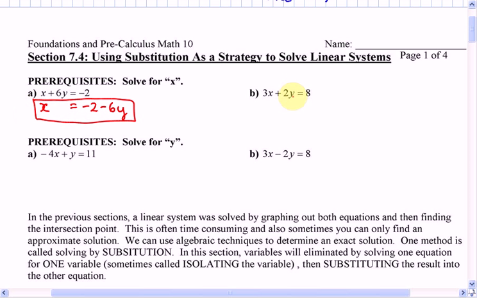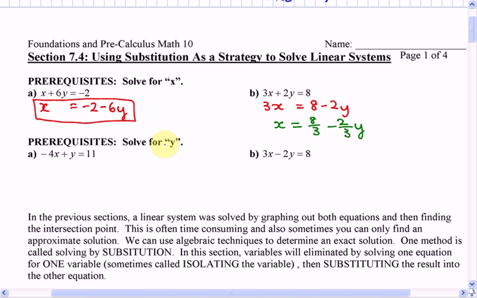For part B, however, you got 3x. So the first step is the same. I'll go 8 minus 2y. But now you need to get rid of that 3 in front of the x. You can do that by dividing every single term by 3. And there you go. There's your answer.